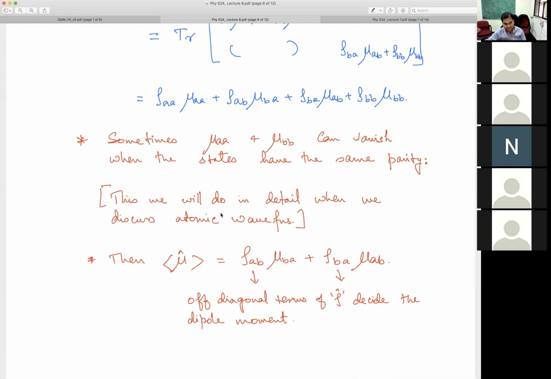And if you consider this, then mu will become just the diagonal terms basically. So rho AB, mu BA, rho BA, mu AB. So the off diagonal terms of the density matrix can be very important, particularly in deciding this dipole moment of the electron, etc. And they play a huge role in optics and in nonlinear transport, actually.